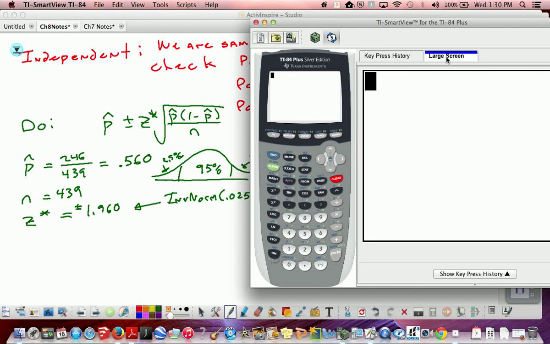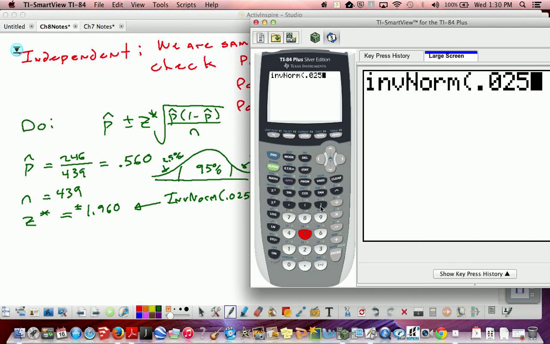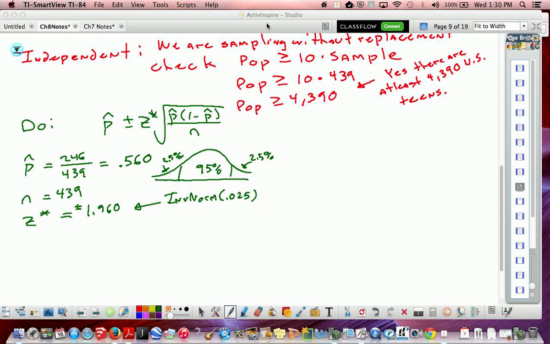Clear this. Large screen. Second vars. Inverse norm 0.025. Close my parenthesis. Look at that. Negative 1.9599, which is 1.960. So now I'm going to plug it in and start calculating out my interval.